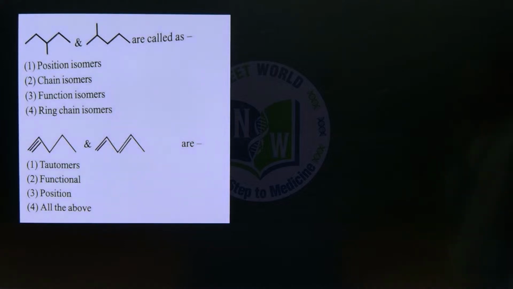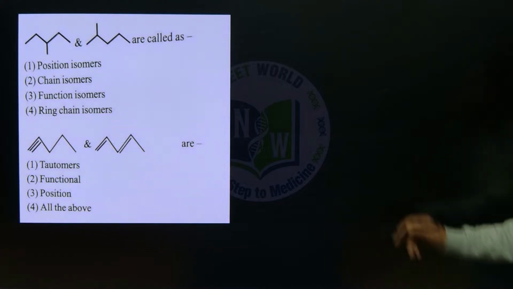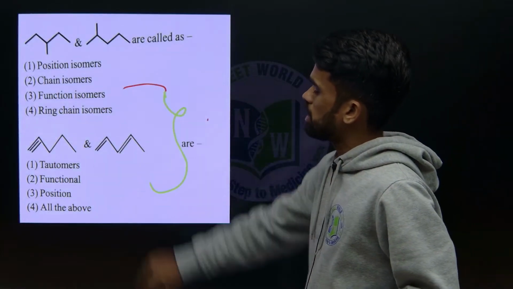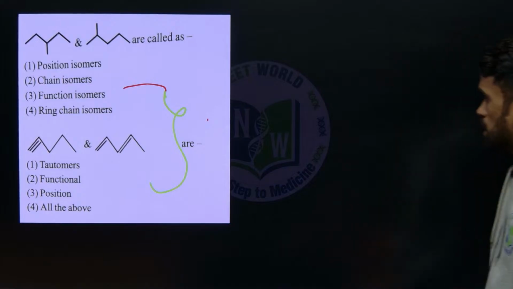These are tautomers, isomerism. We will see it in the next class. Just identify, if you know the concept, what type of isomers these are.